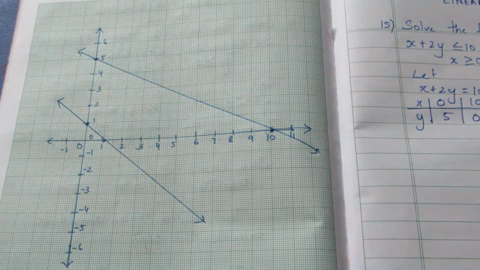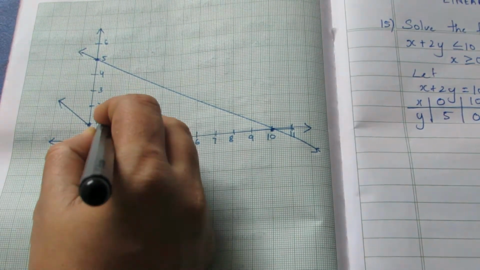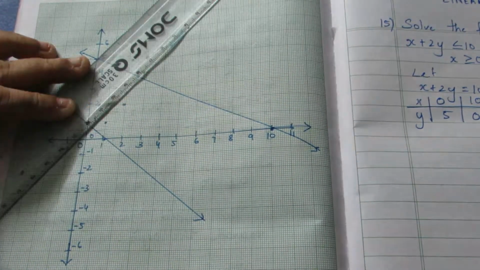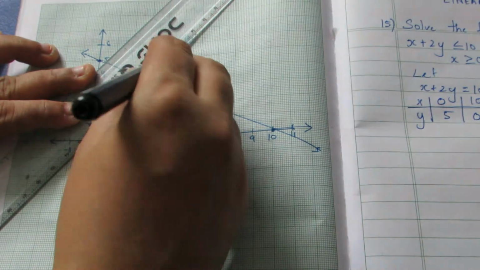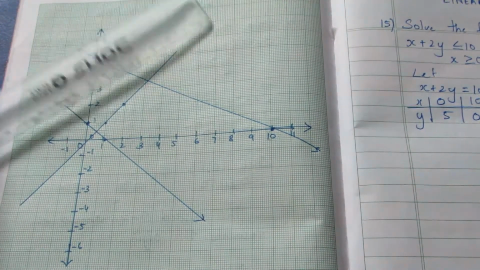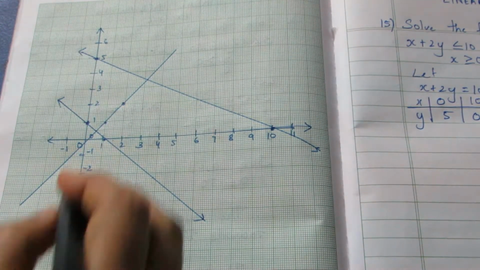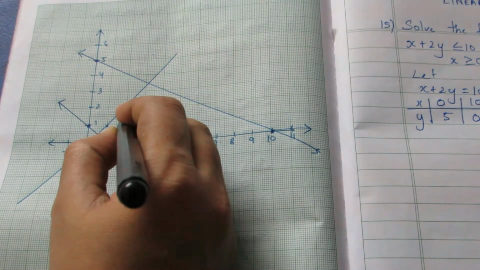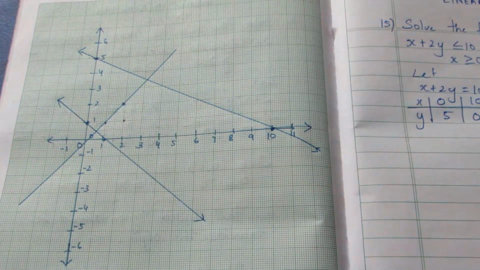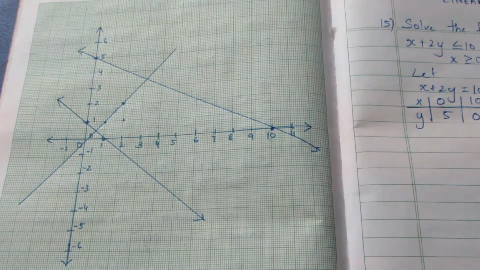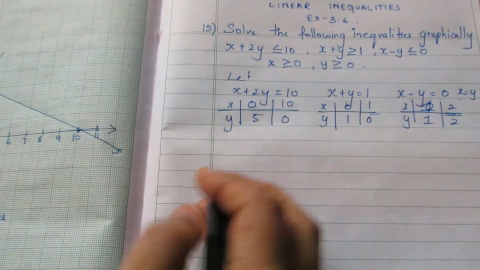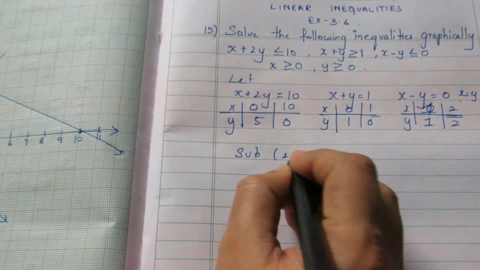Now we'll go for the third one. 1, 1, 2, 2. So this is my third graph. I'm going to take a common point 2, 1. Let me take a common point 2, 1. Going to check whether this satisfies the given inequality. So taking a point 2, 1, substitute 2, 1 in all the three.